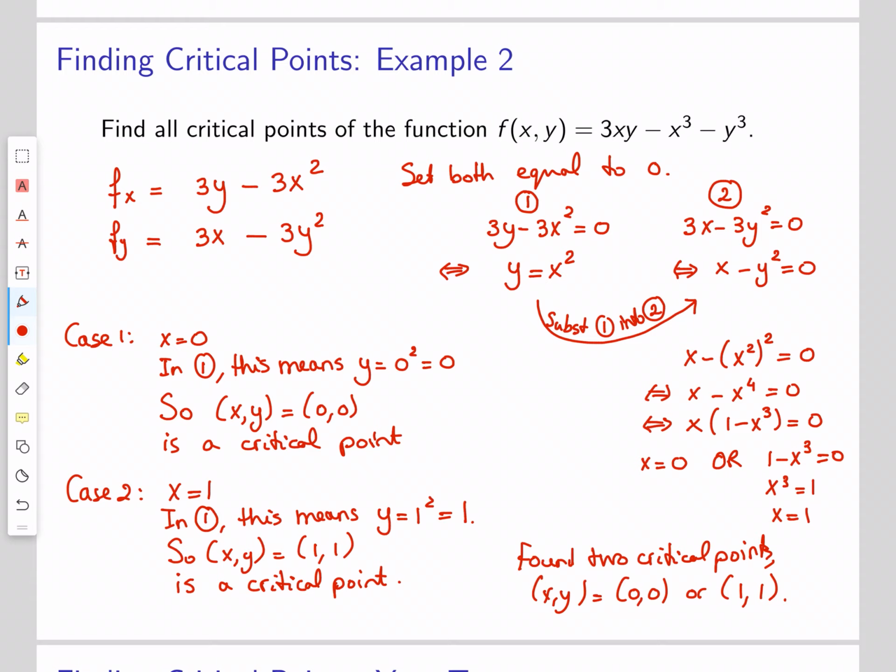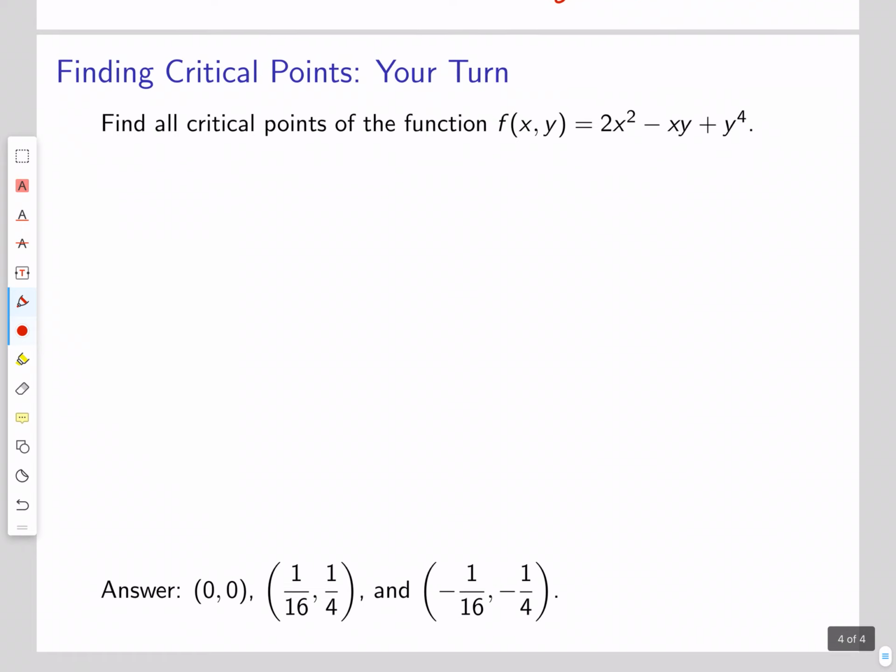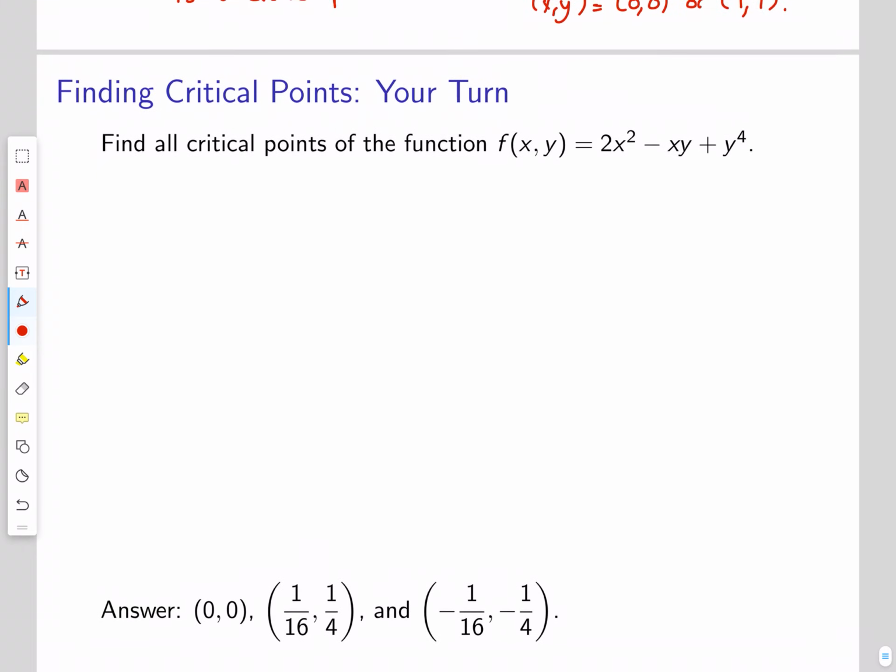All right. So now why don't you practice this on your own? So I've given you a third example where the function is 2x squared minus xy plus y to the fourth. Your first step is to find the two partial derivatives, the partial derivative with respect to x and the partial derivative with respect to y. And you set both of those derivatives equal to 0 simultaneously, and then you solve for the values of x and y that satisfy both of those equations simultaneously. So you should find 3 critical points.